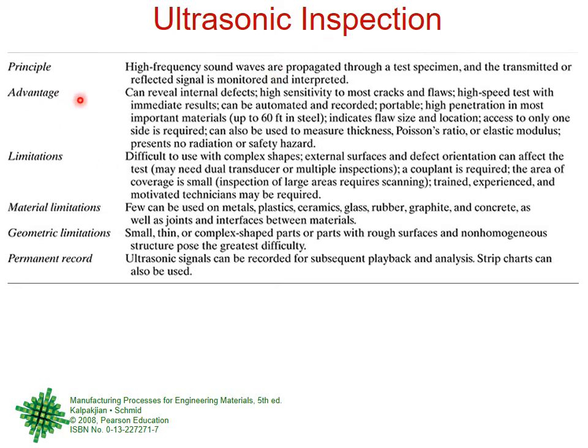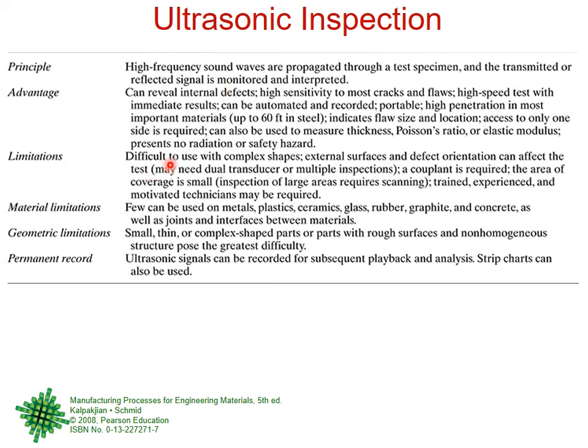What is the advantage? Can reveal internal defects. This is big because the previous two, the paint type was only surface, the magnetic was surface and just below surface. This is internal defects. So whatever defects are there which you cannot see, which are inside the surface, can also be seen. And it is highly sensitive to most cracks and flaws, and it is a high speed test with immediate results and so on. So go through the advantages.